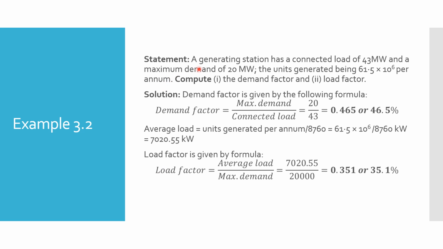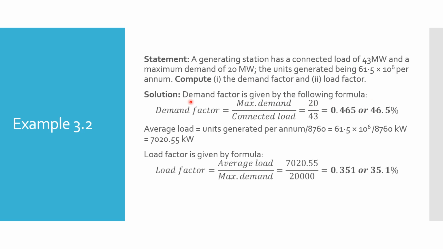In this example, we have a generating station which has a connected load of 43 megawatt and a maximum demand of 20 megawatt. The units generated are 61.5 into 10 to the power 6 kilowatt hours per annum. Compute the demand factor and the load factor.